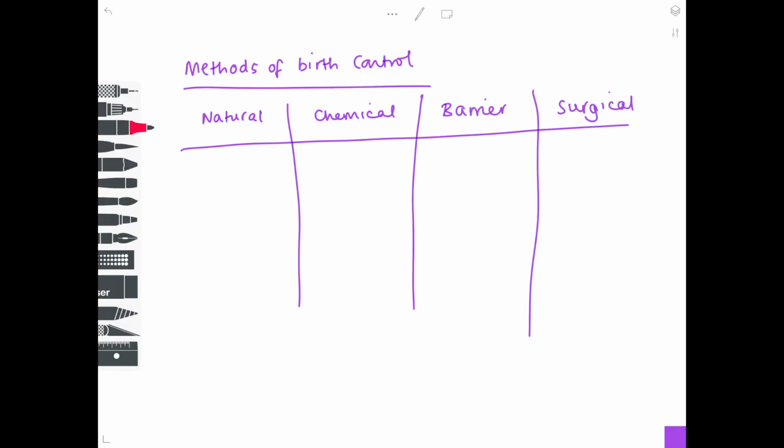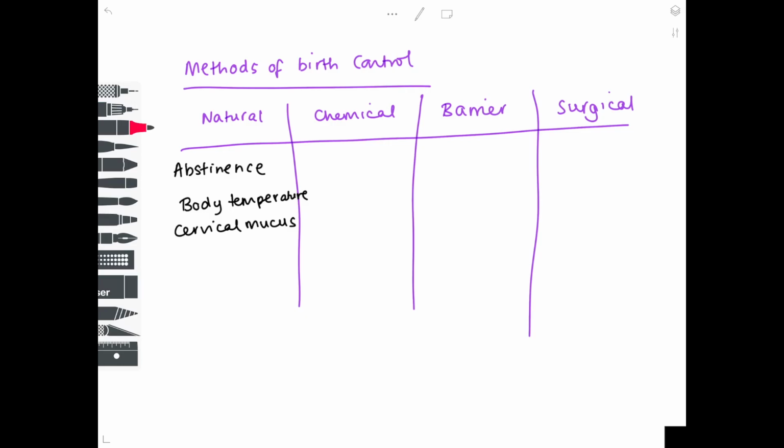Starting with natural methods, the first obvious thing you can do is abstain. So this is called abstinence, and this is basically when you don't have sex, because clearly if you don't have sex, you can't get pregnant. You can also monitor your body temperature and also your cervical mucus levels, because these vary over the menstrual cycle, and at times you'll be more likely to get pregnant and less likely to get pregnant.